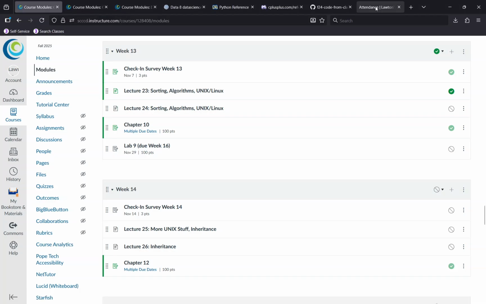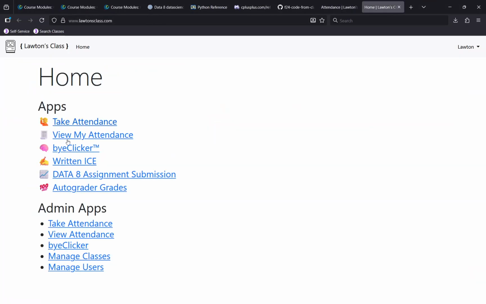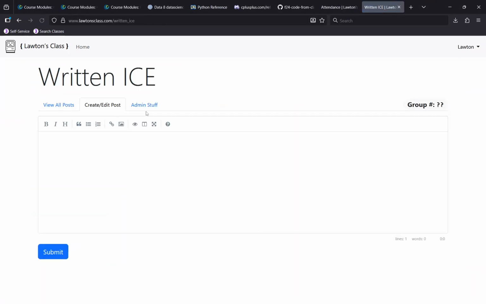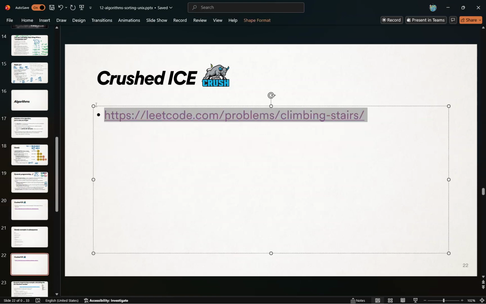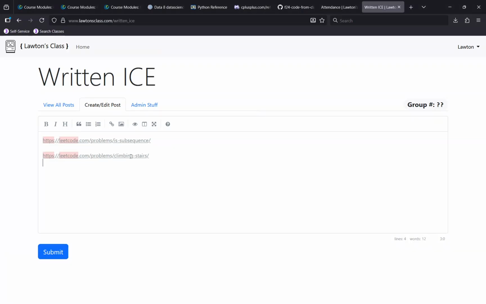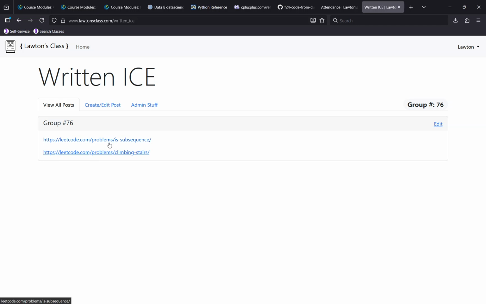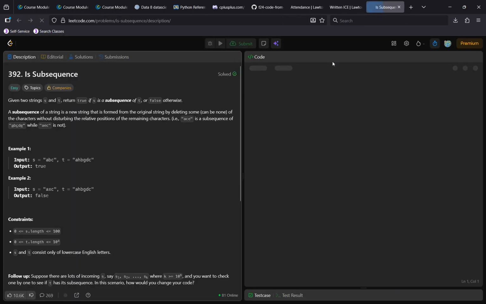I think we're already on the attendance, so let's go to the written nice page. I'll just put it on the written nice page for us. Boop. Here's the first one that I want you to think about. It's called is subsequence, and then this one is climbing stairs. So let's look at the first one now. Boop. So there it is. So is subsequence. Go to the written nice page to get that.